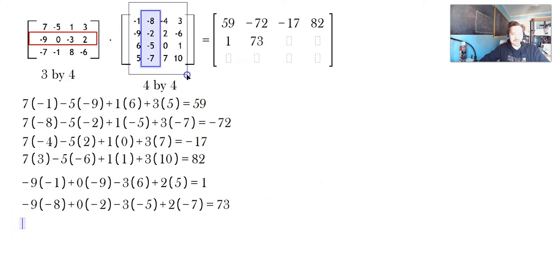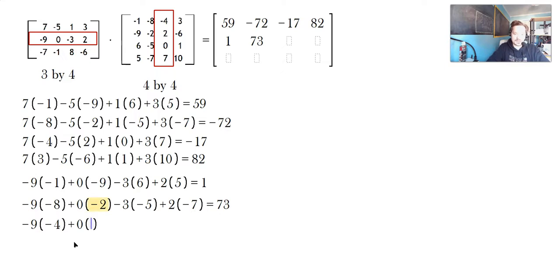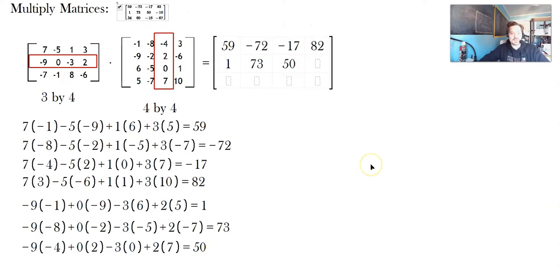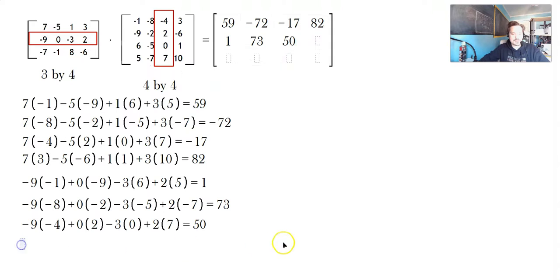So you're going to take this, move it over to the next column this way, and that's going to give you the following: -9 times -4 plus 0 times 2, and then let's be careful here, -3 times 0, and then plus 2 times 7. You punch this into your calculator. That's going to give you a value of 50. And that then becomes the entry in this position right here. That's your 50. Let me double check. That's good.